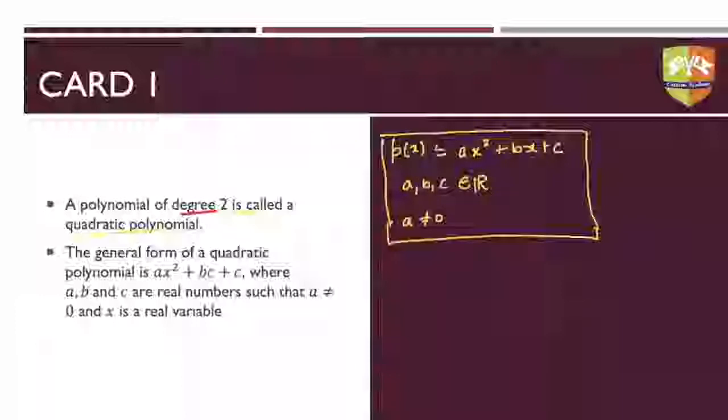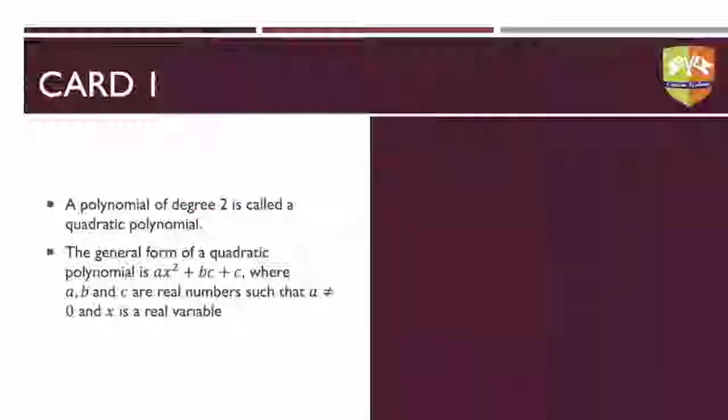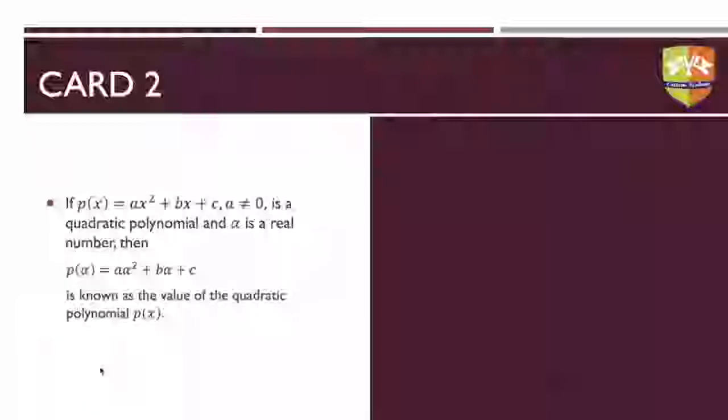Let us go to the next slide. We'll try to cover the topics quickly, and then we will go to problem solving. Now the second thing is: if p(x) = ax² + bx + c with a not equal to 0 is a quadratic polynomial and alpha is a real number, then p(alpha) = a·alpha² + b·alpha + c is known as the value of the quadratic polynomial.